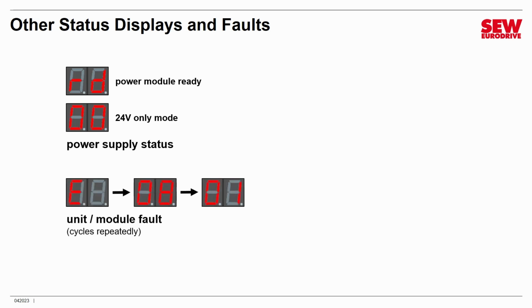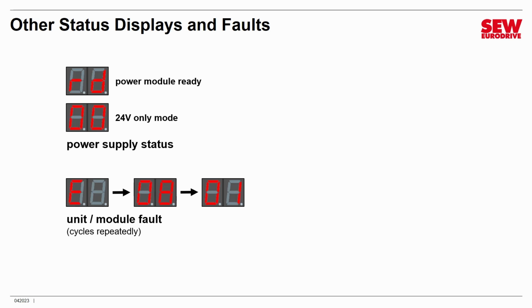Now, you will also see errors on some displays, and the way an error appears is a sequence of letters and numbers. You will see, for example, an E, a pause, then a number like 08 here, a pause, and another number. And that is the complete error code. So in this case, 08 is the main error code, and 01 is the subcode, which gives you more specific information.